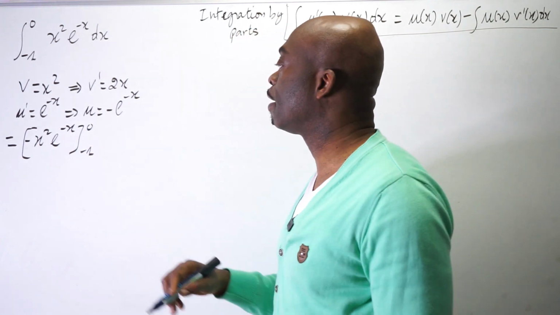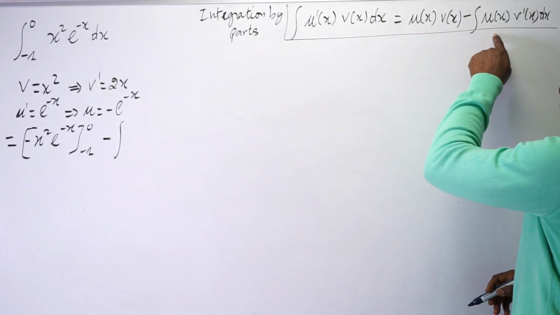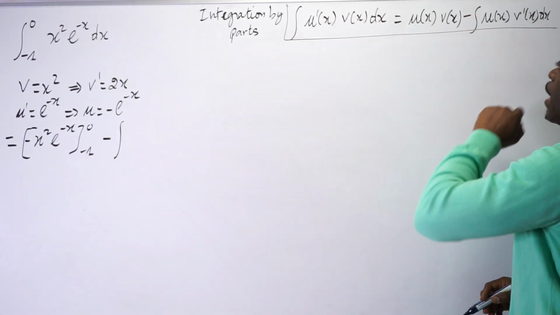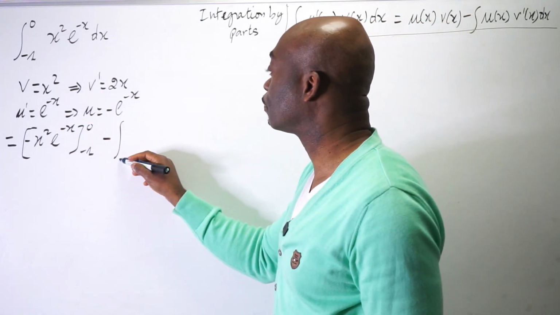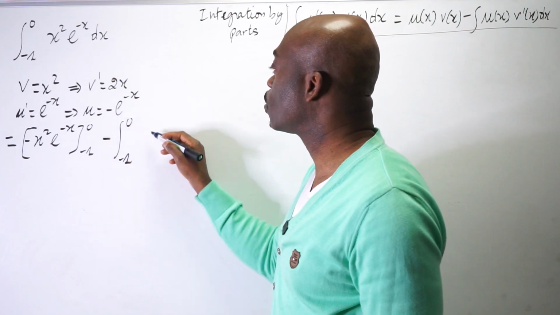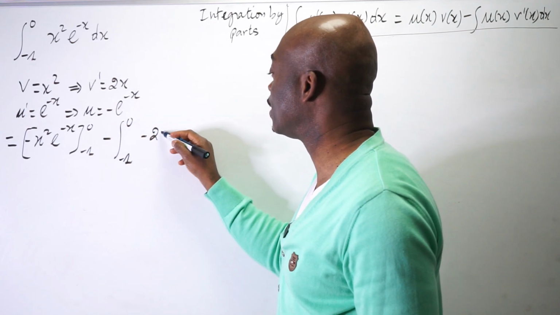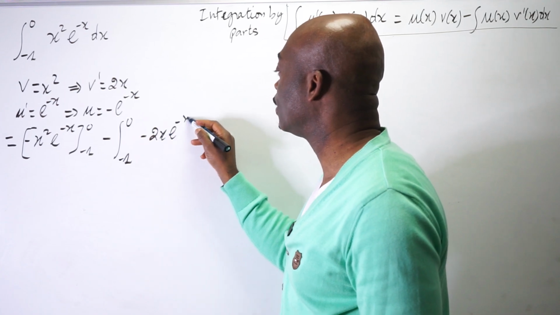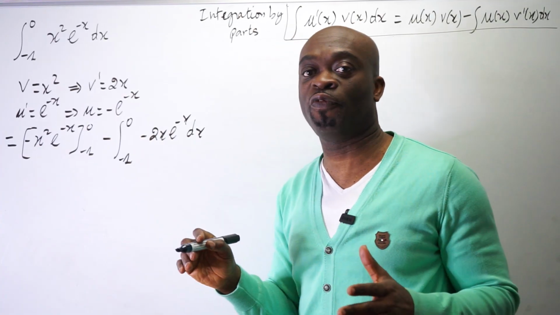Everybody good? Then minus, we now go with u of x times v prime of x. Which one is u? U is this one here, negative e to the negative x, times 2x, so that means negative 2x e to the negative x dx. That's what we have so far.